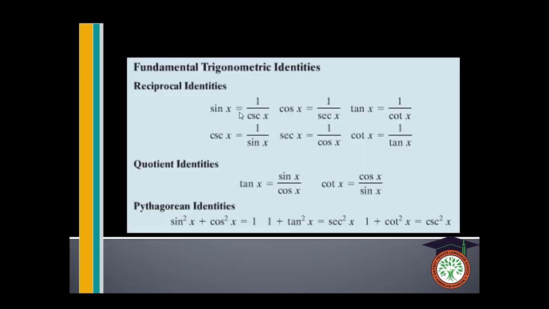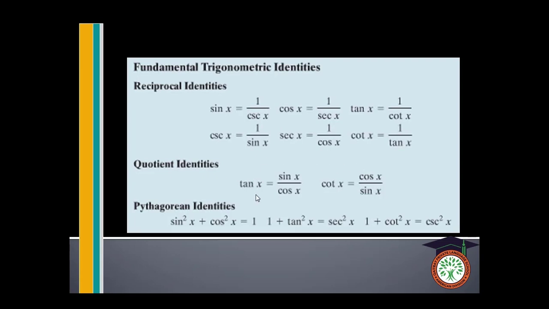Sine x equals 1 over cosec x, and cosine x equals 1 over sec x, and tan x equals 1 over cotan x. Also, we know that the reciprocal of cosec is sine. So cosec x equals 1 over sine, and sec x equals 1 over cosine, and cotan x equals 1 over tan. All these are reciprocals.